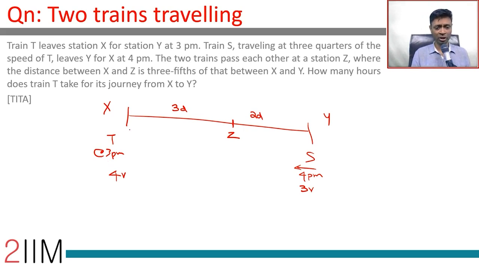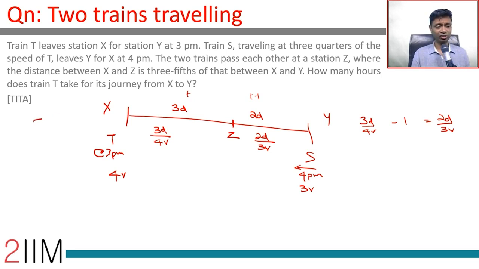So think about this. To travel this 3d distance, the time taken would have been 3d by 4v. It would have been 2d by 3v. Now, S starts at 4 o'clock, so it travels for a shorter time than T. So T travels for t hours, S travels only for t minus 1 hours. This number is 1 less than this. 3d by 4v minus 1 equals 2d by 3v. This much we know.